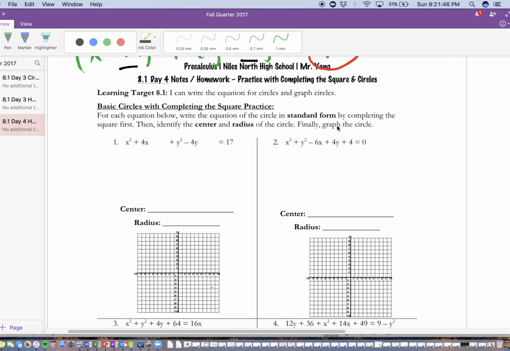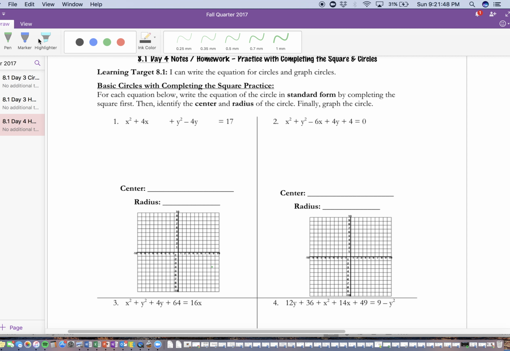Alright? So in each of these examples, they want us to write the equation of the circle in standard form by completing the square, right? Then identify the center and radius of the circle, and finally graph the circle. All right, so in number 1, notice that we've left a couple blanks here for you to complete the square.